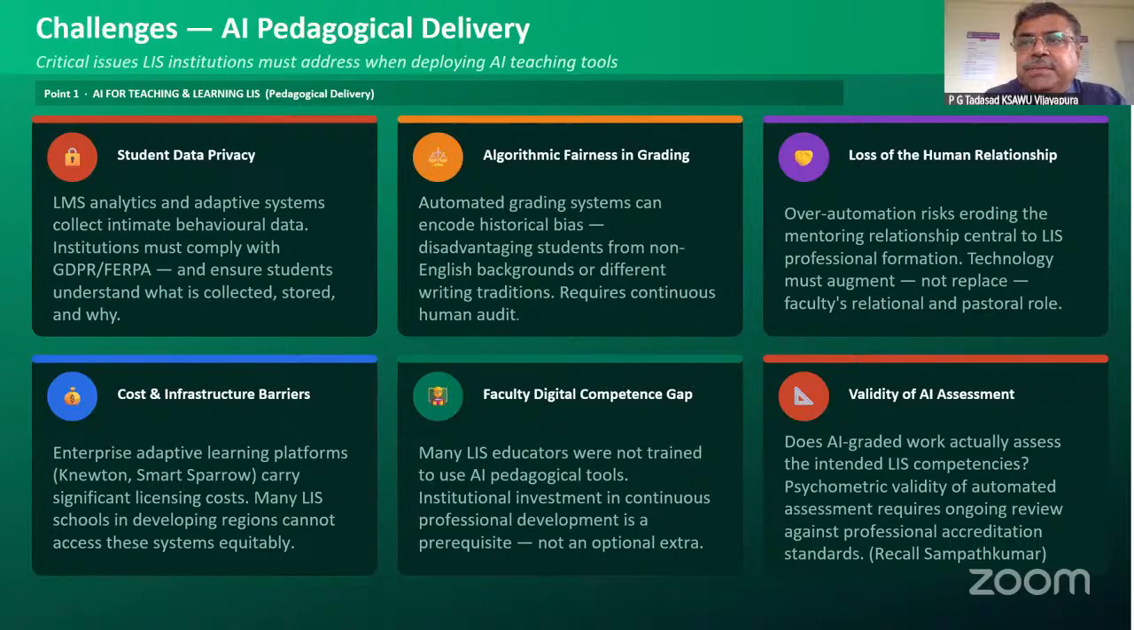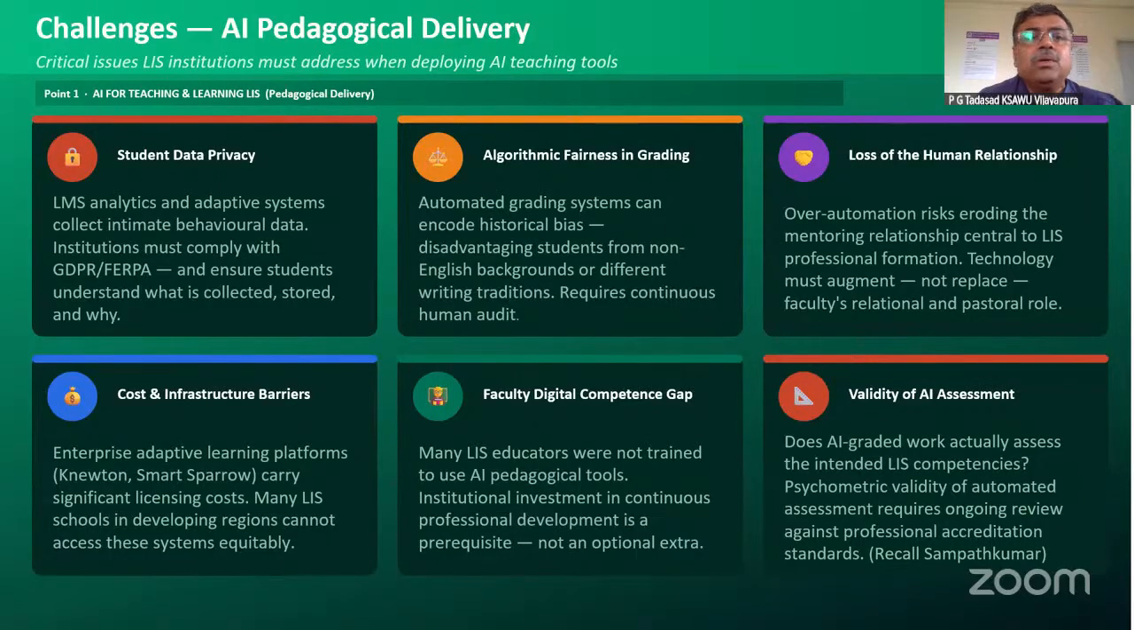But there are challenges. The basic challenge is that many of the institutions, even to this date, do not have state-of-the-art computers. They do not have access to internet, leave apart 1 Gbps internet. There are many infrastructure lacunae. Leaving apart that first challenge, we have to use AI as a pedagogical delivery tool.